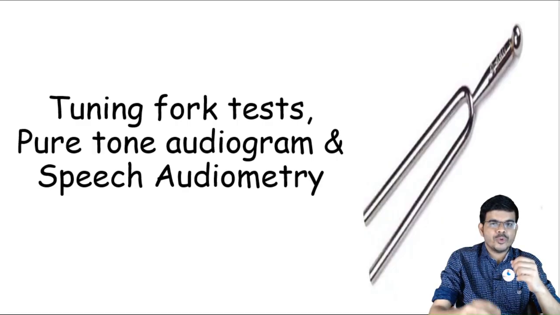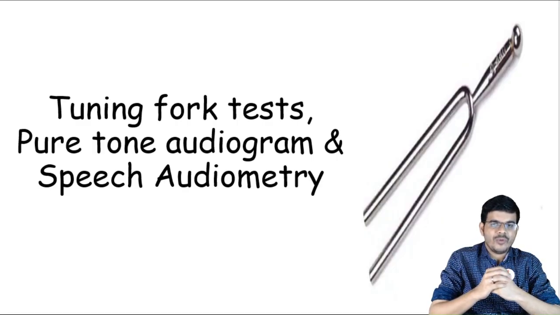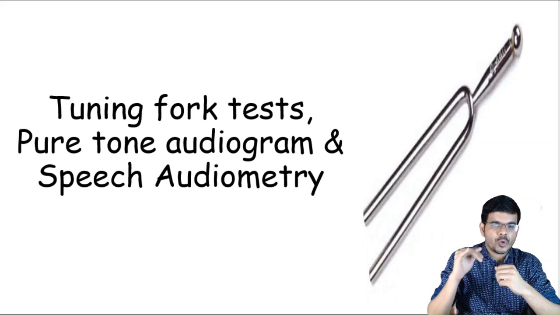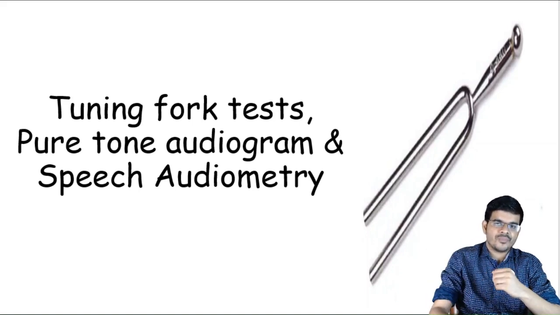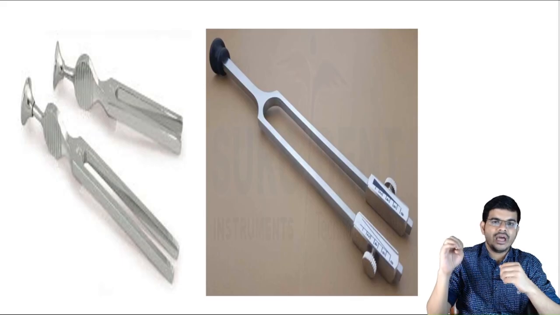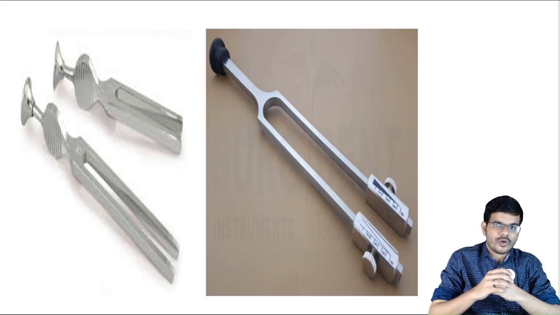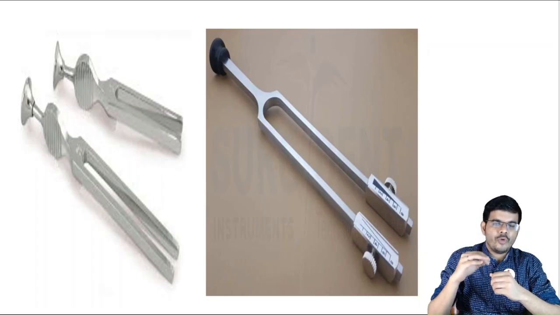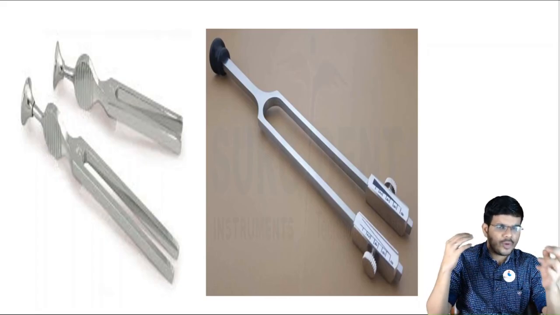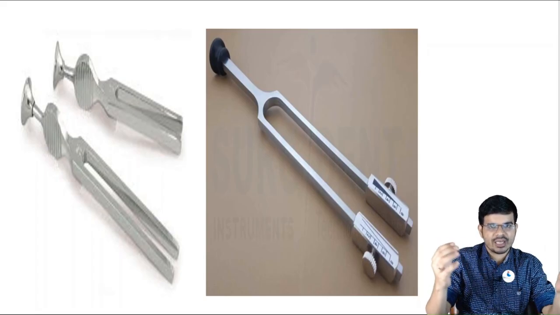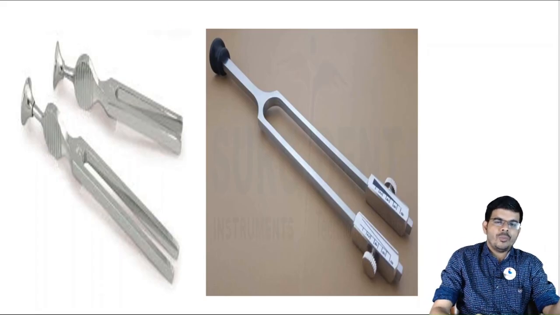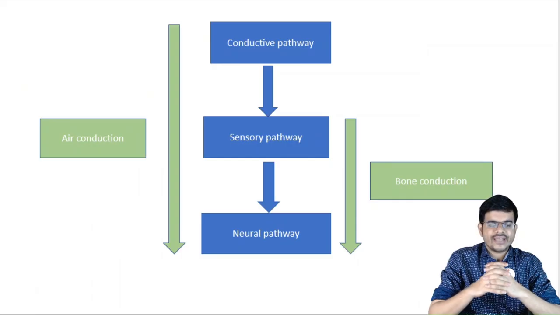Since your first year onwards you have been learning to use a tuning fork, right? And we will be learning about tuning fork test, pure tone audiogram and speech audiometry today. And the most commonly used tuning fork is the Gardner-Brown tuning fork, and this Gardner-Brown tuning fork has got a base, stem, foot plate, prongs as well as a shoulder. Okay, the parts of the tuning fork won't be asked for you, but just for information's sake I'm saying. Okay, now how are we going to assess a hearing loss with the help of a tuning fork?